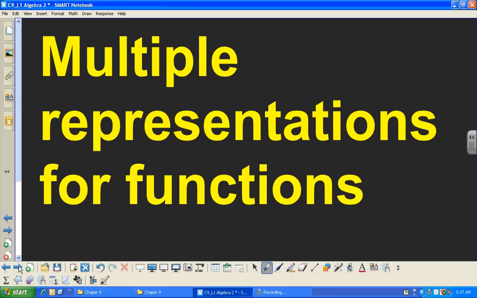On to Chapter 9, Lesson 1 notes. Multiple representations for functions. While I'm going through the notes, if you have any questions, please write them on your notes so that you can ask me in class. Also, I'm going to be going through the lesson without any stops. So if we're working out a problem, push pause so that you can work out the problem and compare it to the answer that I have.